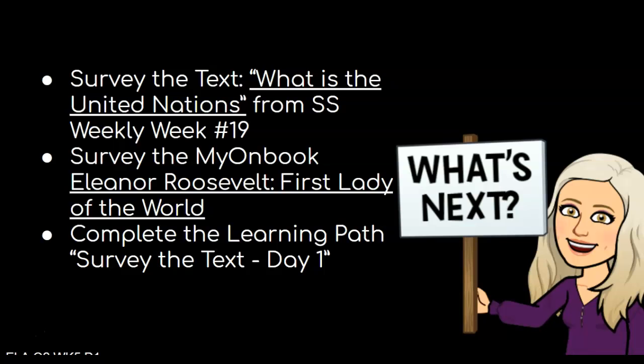But then specifically, we're going to work on surveying the text in this MyOn book called Eleanor Roosevelt, First Lady of the World. And so you're going to read the whole book. It is a graphic novel, so it really is a quick read. And you can count this towards your 30 minutes, towards your 2 steps. But as you do this, you're going to, after you finish, answer a question. You're going to actually come up with some questions, a few, pretending you're the teacher about this book.